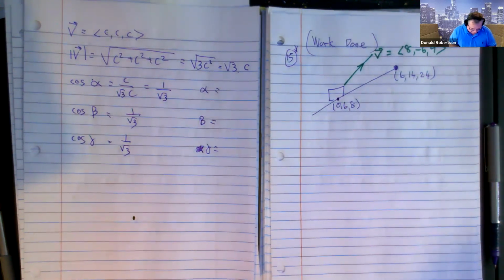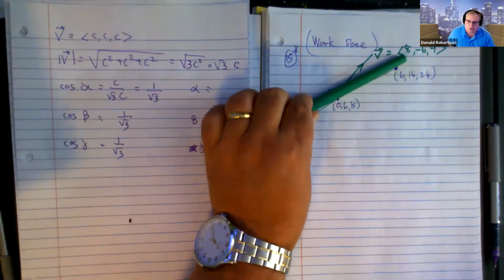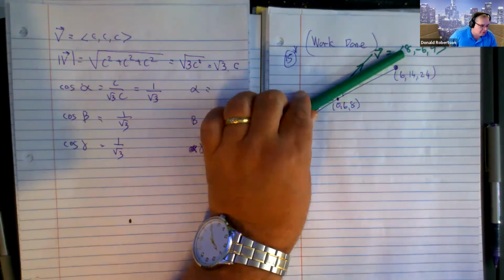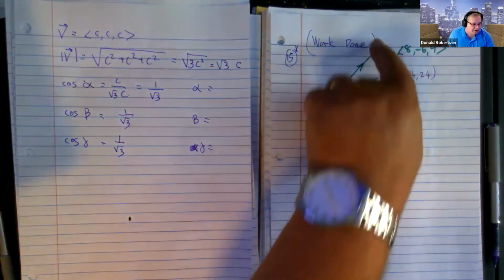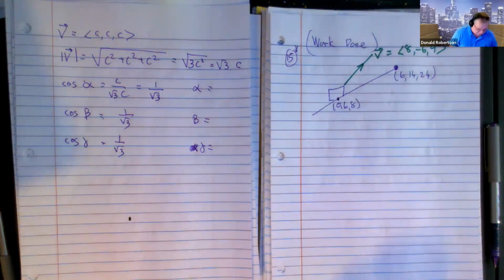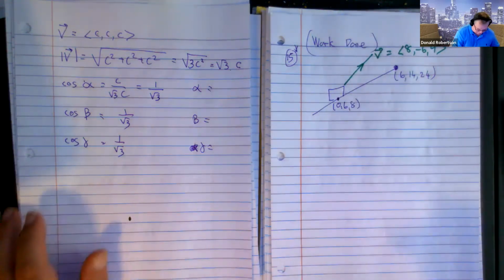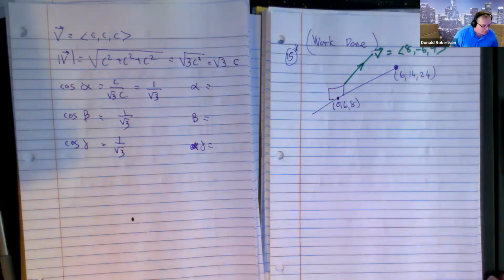Now, if you're pulling something up a hill, the most efficient way is to pull at the same angle as the hill. But this guy is not very efficient, so do you see I've deliberately made the angle a little bit different from the slope of the hill. We're being asked to calculate the work done.